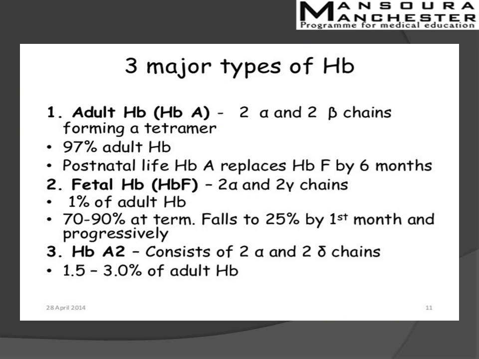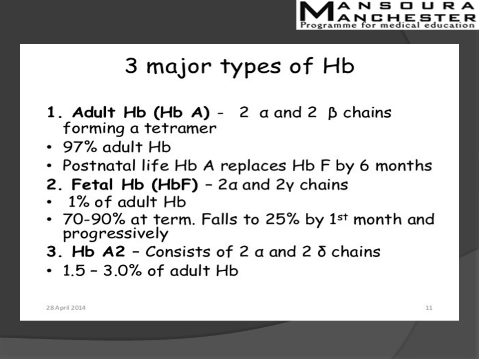So we have 3 major types of hemoglobin. I will start with fetal hemoglobin, or hemoglobin F, which contains 2 alpha chains and 2 gamma chains. It is about 70 to 90% of hemoglobin at term, and then starts to decrease by the first month, progressively reaching less than 1% after 6 months after delivery.